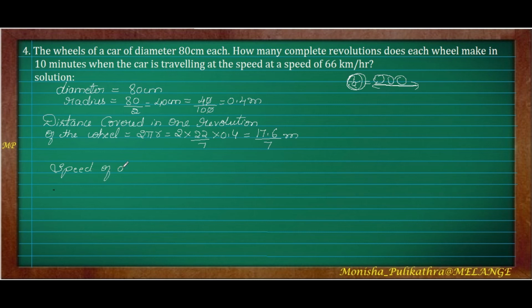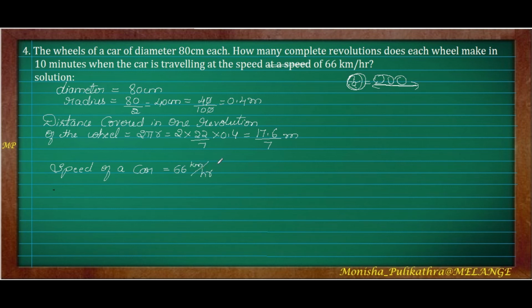So the speed of a car. When the car is traveling at a speed, the speed has been doubled. So at a speed of 66 km per hour. The speed of the car is 66 km per hour.